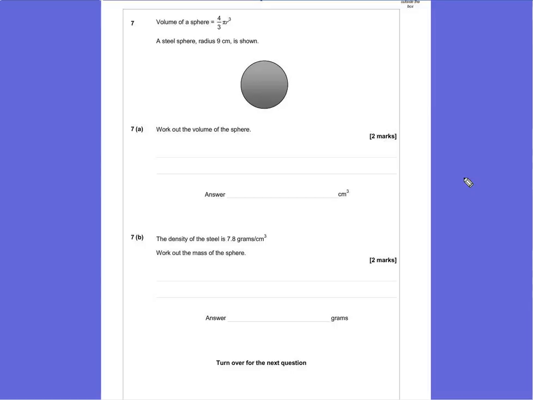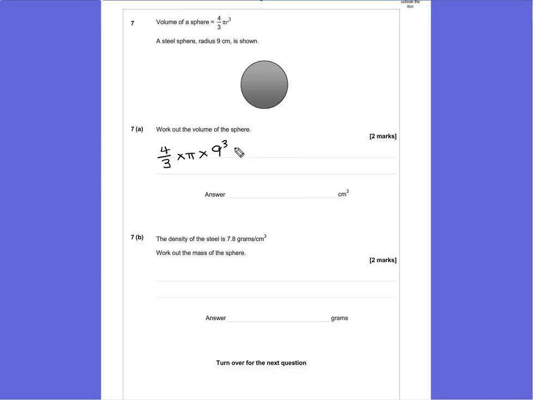A steel sphere, radius 9 centimeters, is shown. Work out the volume of the sphere. So for 2 marks, we need to substitute the 9 into our equation. So we're given 4 divided by 3 multiplied by pi multiplied by 9 cubed.